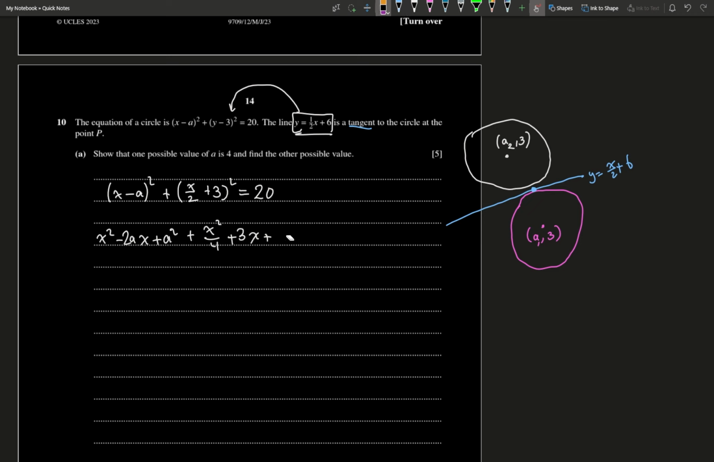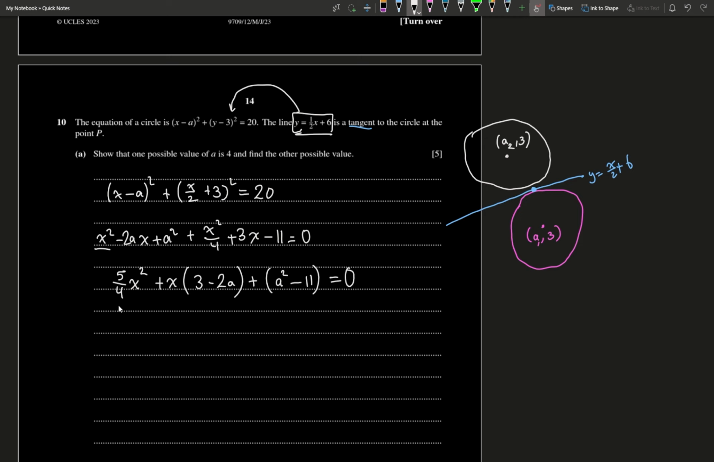So if we remove it like this, we write negative 11 and put 0 here. Let's rearrange a bit. 1 plus 1 over 4 gives us 5 over 4 x squared. Then let's factor out x from 3 and negative 2a, and we'll end up with x times 3 minus 2a. And finally, our constants will become a squared minus 11.